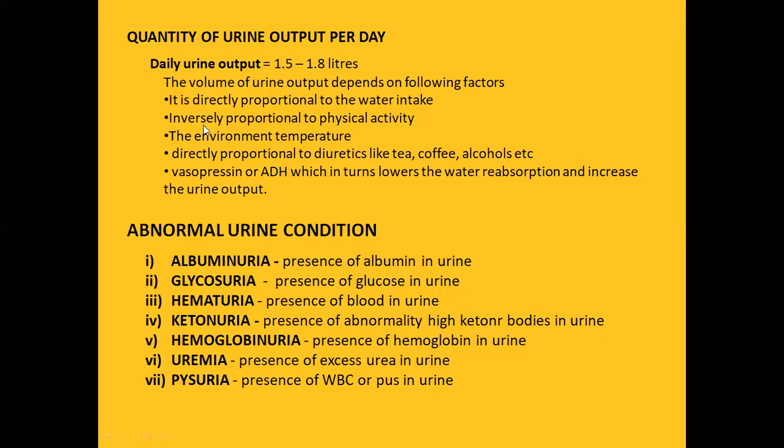Now coming to the second factor, inversely proportional to physical activity. If you are doing workout or exercise, then the water you drink will be sweated out, so your urine output may be less because you are removing water through your sweat. Then the environment temperature. If it is cold, then you will drink less water, and the urine output may be less. If you are in the hot season and drinking a lot of water, then because the environment temperature is hot, you might sweat out, and it will be according to your environment temperature.